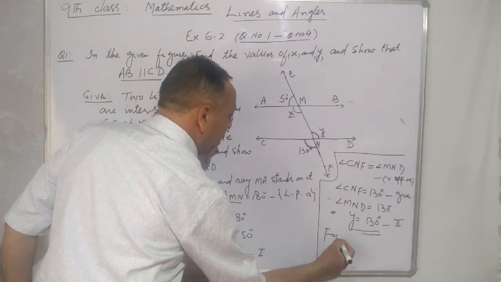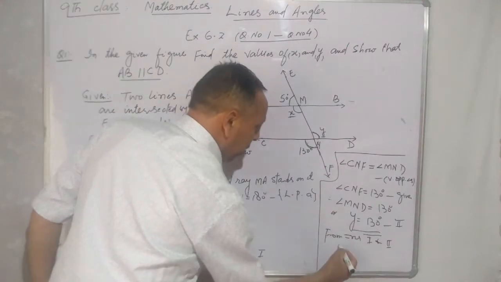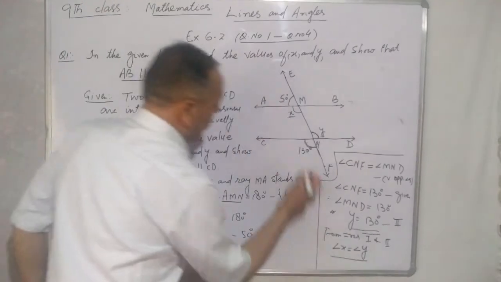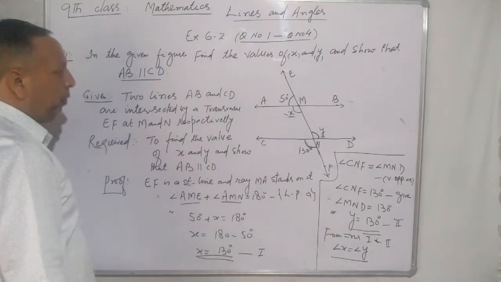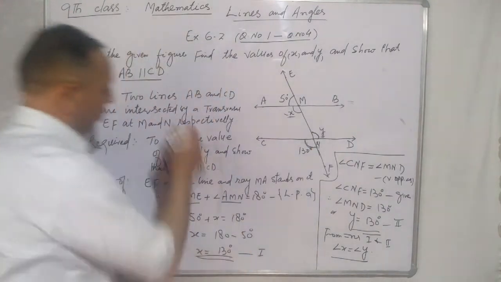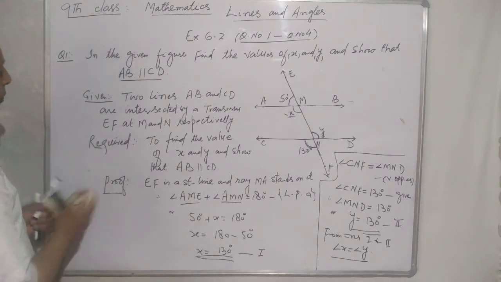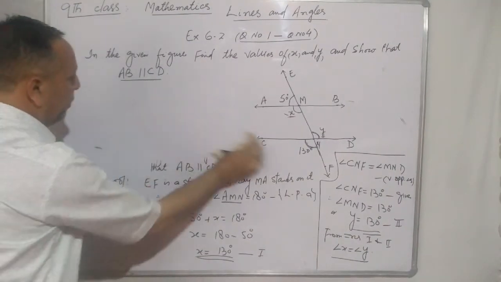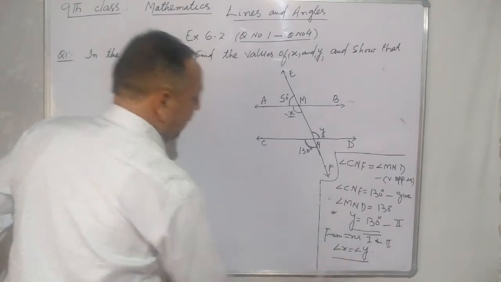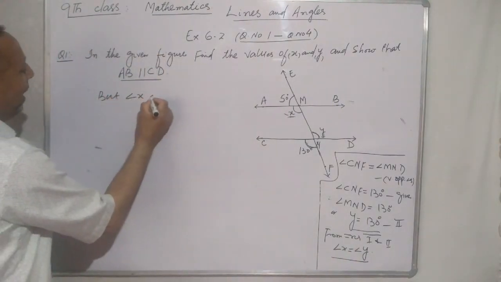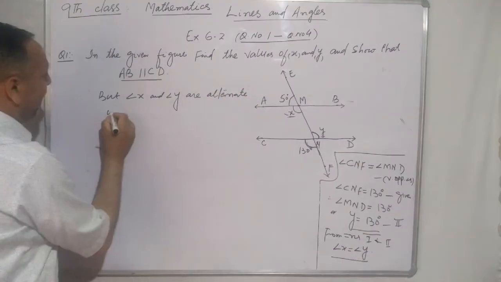Now, from equations first and second, we have angle x is 130 degrees and angle y is 130 degrees, so angle x is equal to angle y. That means this angle x is equal to angle y. Now, angle x and angle y are alternate interior angles. You first pause the video, note it down, I will rub it. Now, angle x is equal to angle y, but angle x and angle y are alternate interior angles.